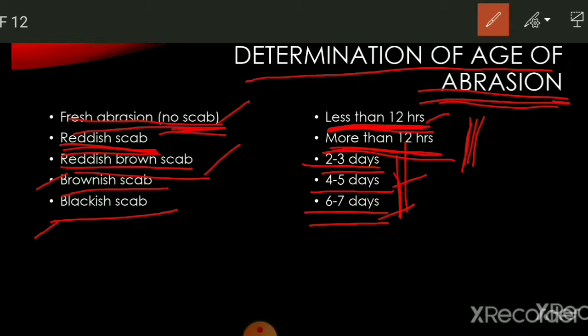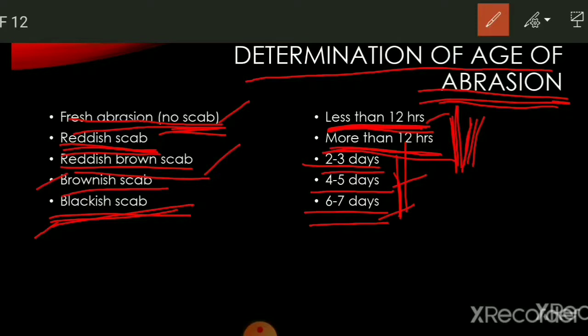The color of the scab will gradually change from red to reddish brown to ultimately black. So 2, 3, 4, 5, 6, 7. This is how you can remember. And basically you have to remember the first two.